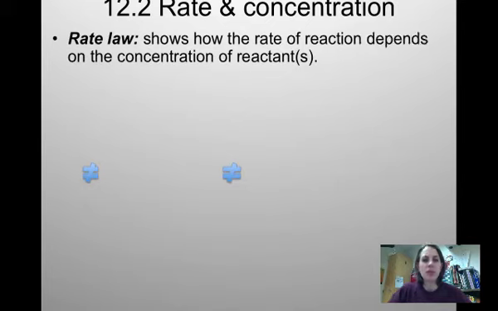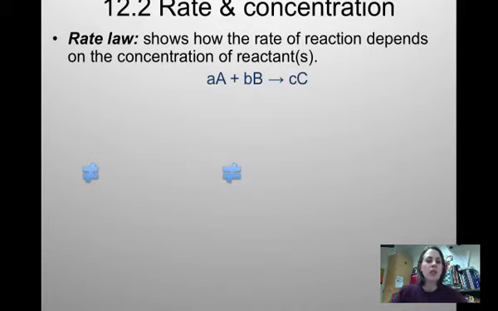So here's what a rate law is. A rate law shows how the rate of reaction depends on the concentration of only the reactants. So if I have a generic equation that looks like this, I'm only concerned with the concentration of A and B. It does not matter to me the concentration of C, because C is being produced and it's only A and B that are coming together.